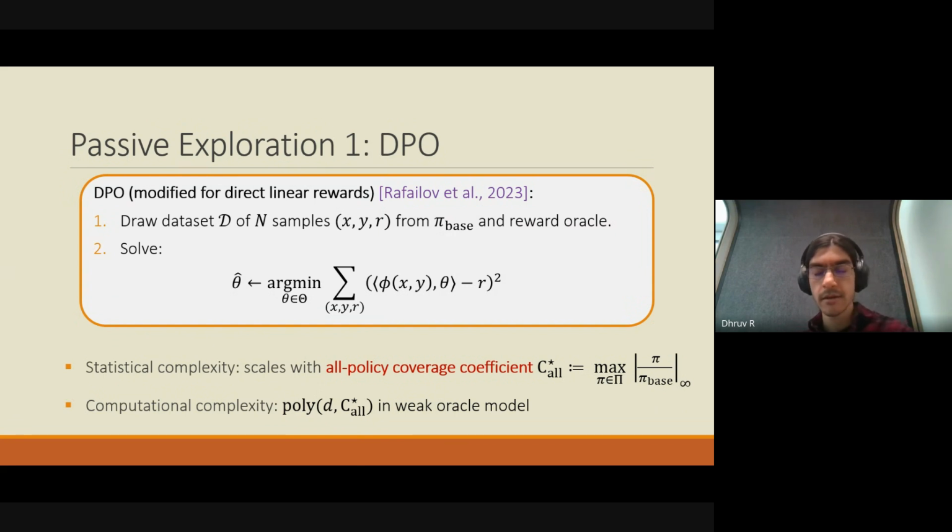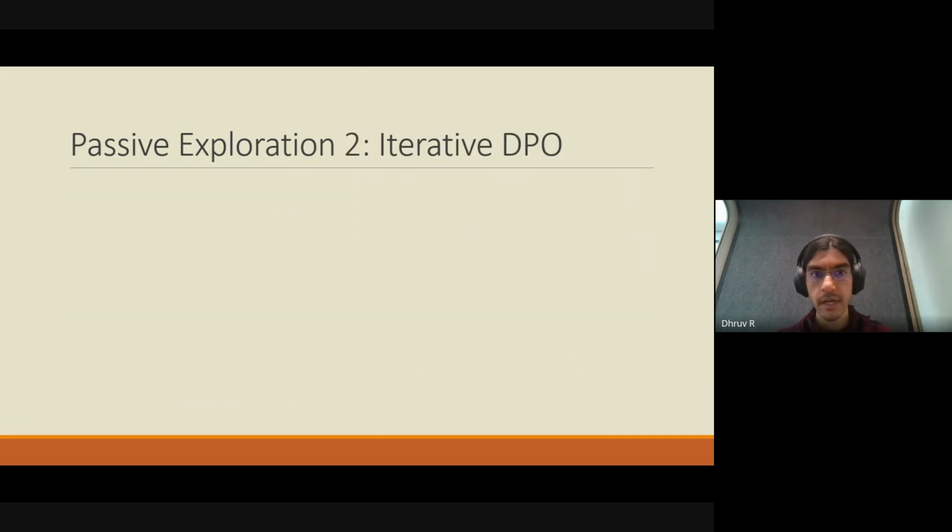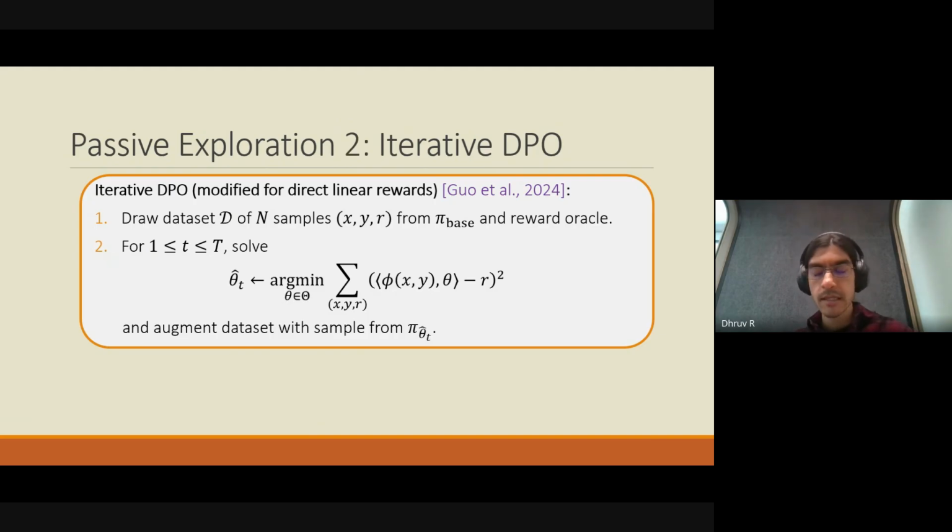So this is the standard direct preference optimization. You pay for the coverage in both statistical and computational complexity, and it's the all policy coverage coefficient. Now, there's a slightly more sophisticated algorithm called iterative DPO, which can slightly improve this. So here the algorithm is you just do DPO, but then you use the policy you learned to gather new data and you repeat some number of times.